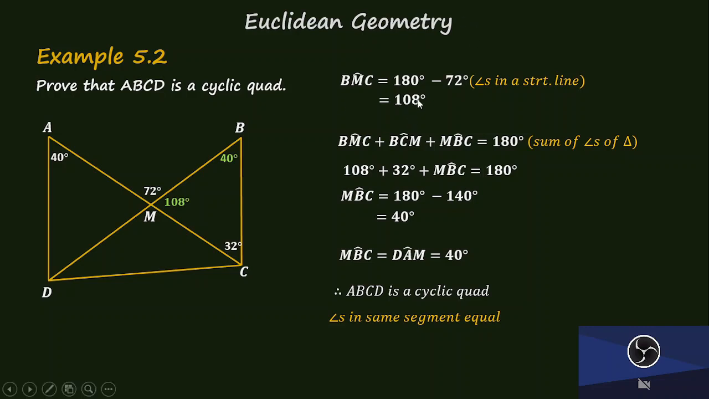You see, like we have used here the angles in a straight line, the sum of angles of a triangle, and at some point you might also have to use other theorems that you have learned previously. So you are allowed to use the other theorems that you have learned before, or the other theorems that you know, in order to prove whatever is required of you at that particular point.